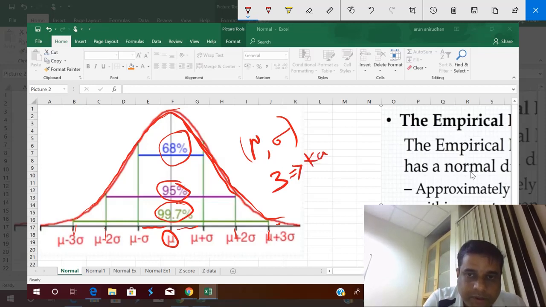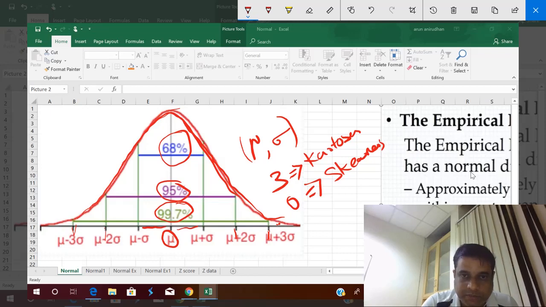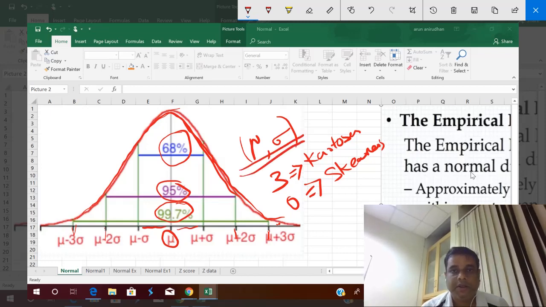Okay, and regarding skewness, it should be around 0. Okay, skewness should be around 0 for a normally distributed curve. Okay, hope you understood. So this is what is called a normal distribution. Okay, clear? So I told you about mu and sigma. Okay, clear to you?